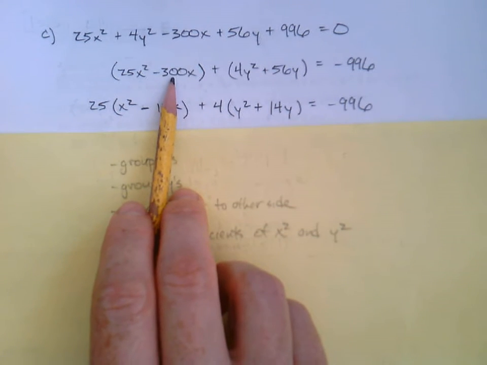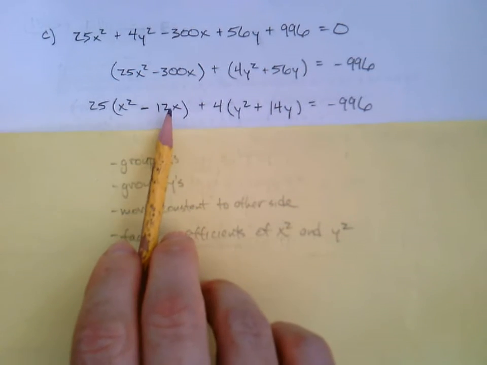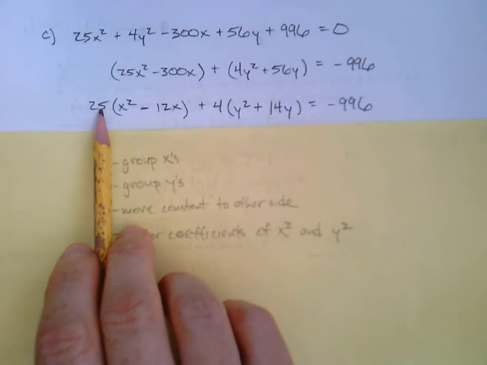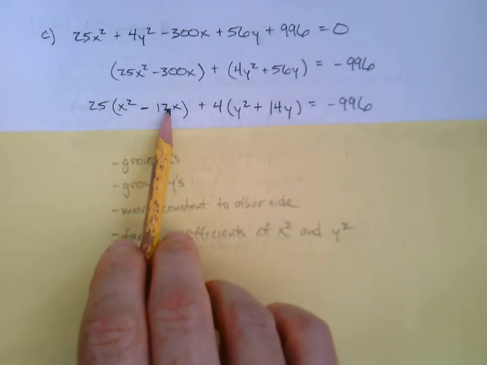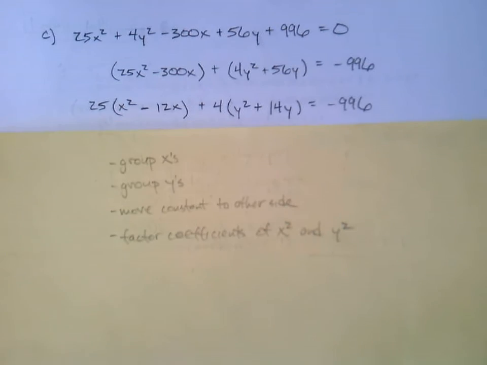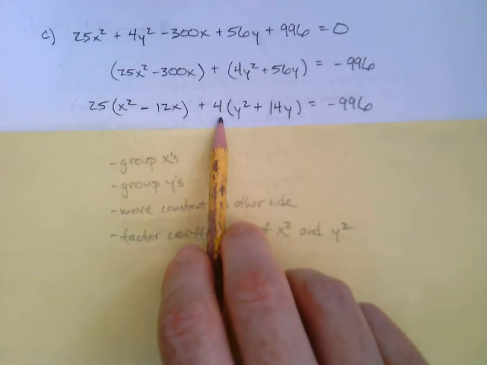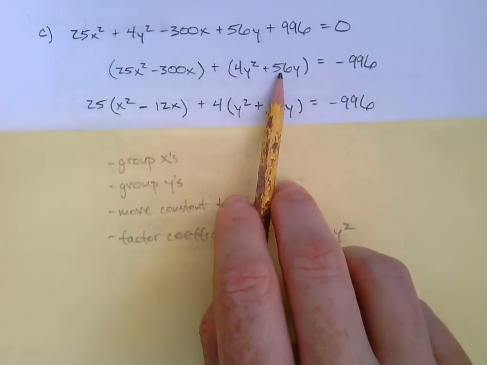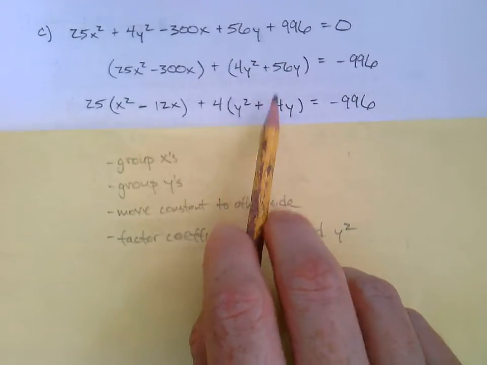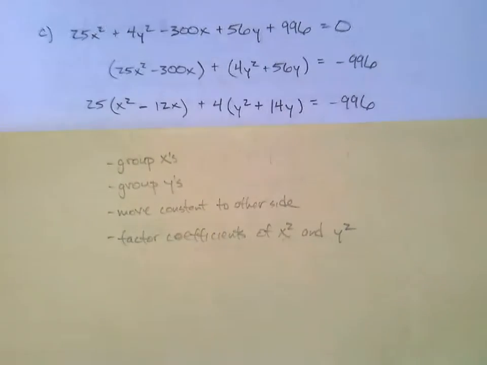What would that mean for the 300? Well, you see it there. When the 25 comes out, that becomes a 12. Why is that? Well, because if the 25 was to distribute back, 25 times 12 would give you the 300. Similar with the 4, when the 4 factors out, leaves us with y squared, but then the 56, we need to factor it from that also. Well, 4 times 14 gives you the 56. And you could just divide, right? 56 divided by 4 to figure out what that number is.